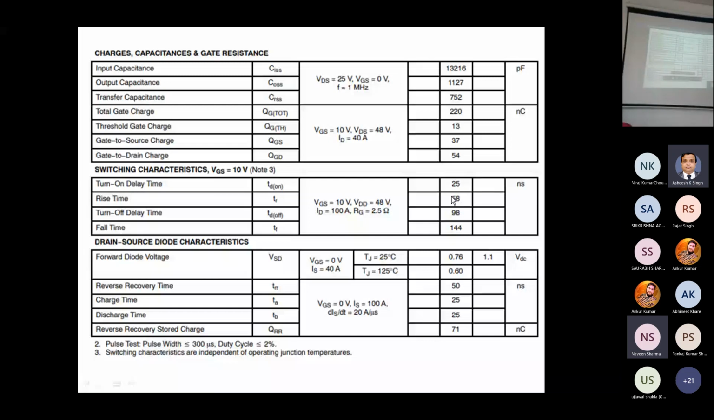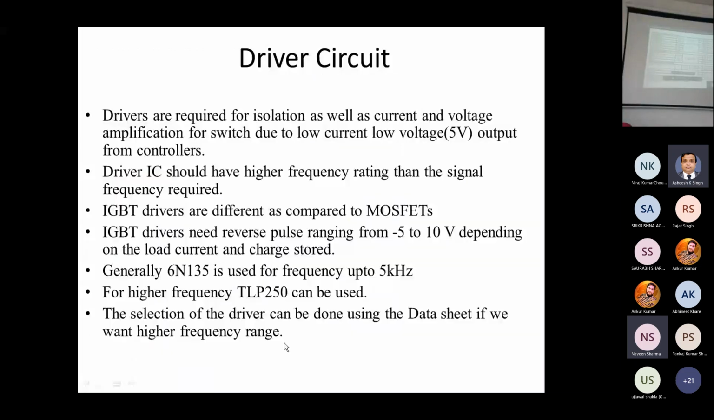So adding the total time, we can get a frequency for switching. So this is all about switch selection.